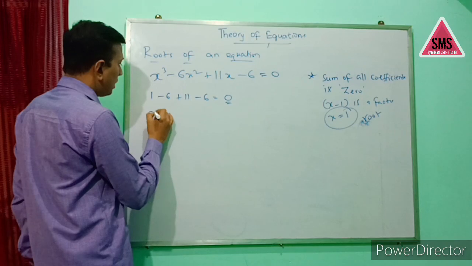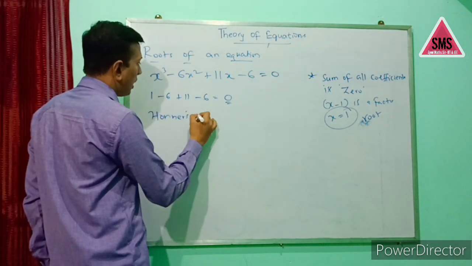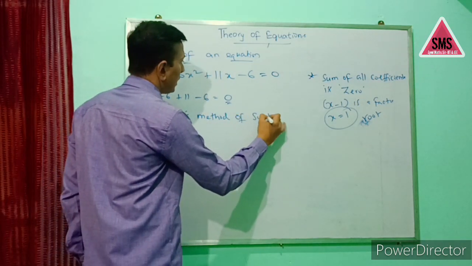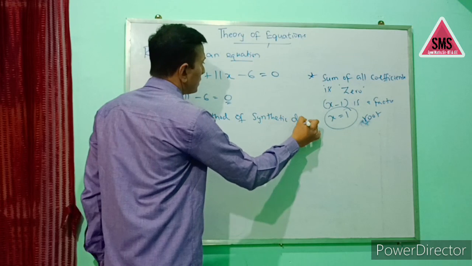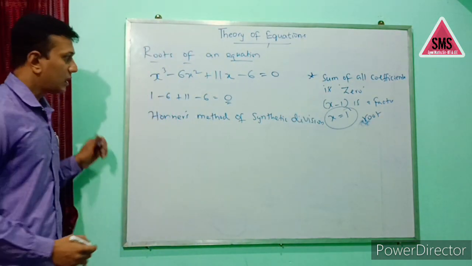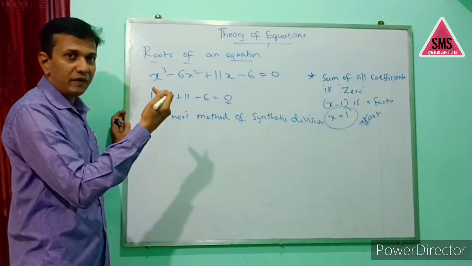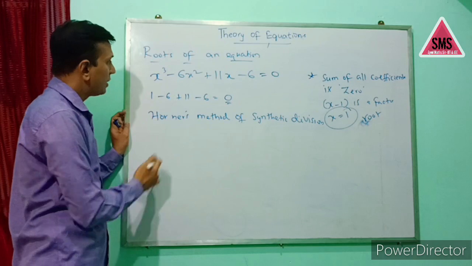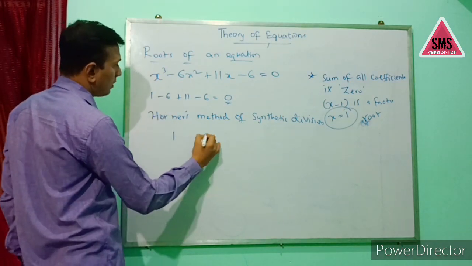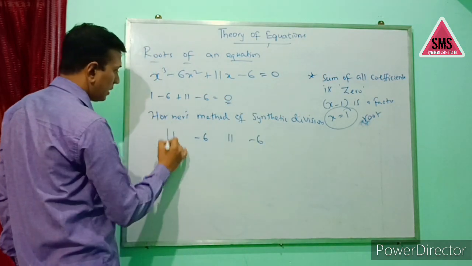I have to use Horner's method of synthetic division. So what will be done in this process? In this, we reduce the given equation into one of degree lesser than the given equation, so we have to consider the quotient first. 1, minus 6, 11, minus 6.